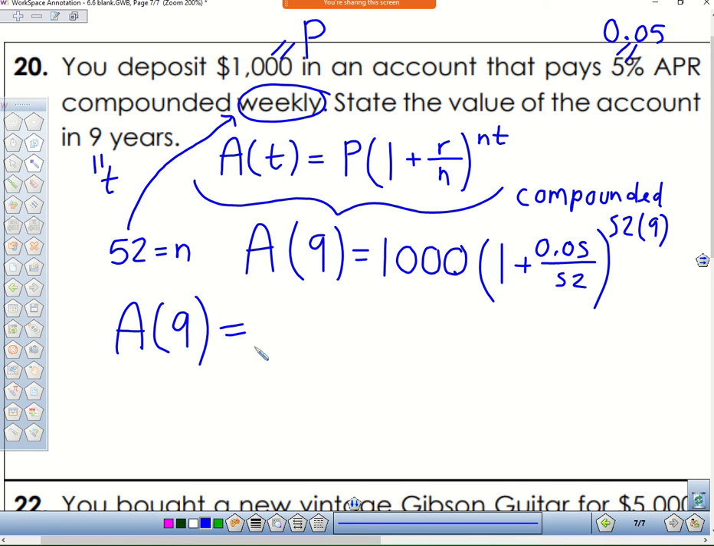times 1,000, and I'm getting 15,000. No, just kidding. It's not 15. That would have been nice, but it's not. It's 1,567 and 97 cents.